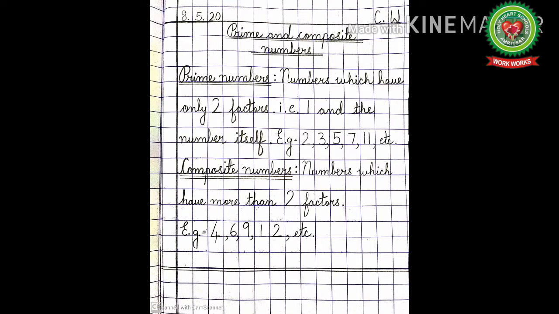Now first of all we have to write the definition of the prime numbers and the composite numbers. I have written the definition for you. You will also note it down in your copy in the same manner. You know what is the definition of prime numbers? Numbers which have only two factors, that is 1 and the number itself. You will also give the example, that is 2, 3, 5, 7, 11 and etc. Now composite numbers, numbers which have more than two factors. Example 6, 9, 12 and etc.